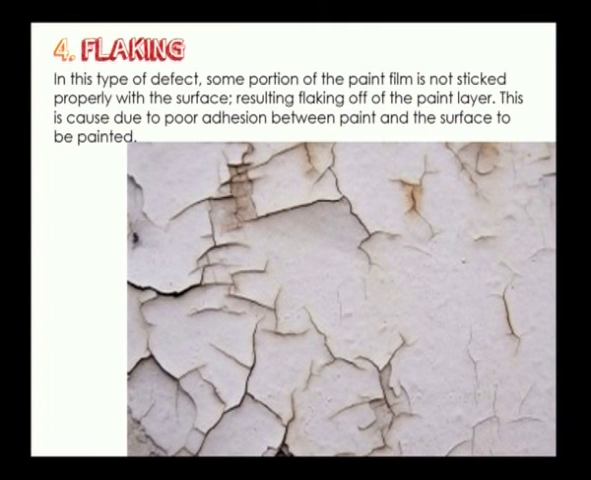Flaking. Flaking is a very common type of defect that happens because of improperly skilled labor. In this type of defect, some portion of the paint film is not stuck properly to the surface, resulting in flaking of the paint layer. This is caused due to poor adhesion between paint and the surface to be painted. So, this is an example of not doing the priming properly. If you do not prepare the surface to be painted properly, then the paint that is applied will not have good adhesion with the substrate. So, it will cause flaking.